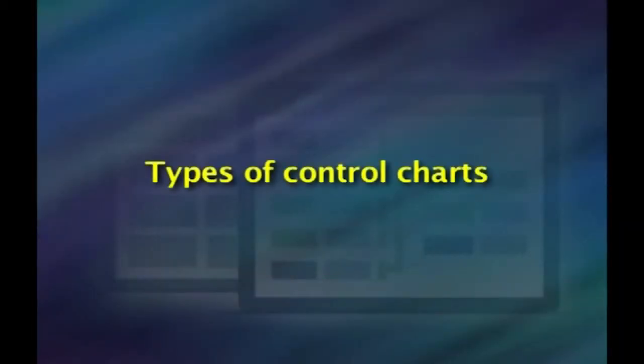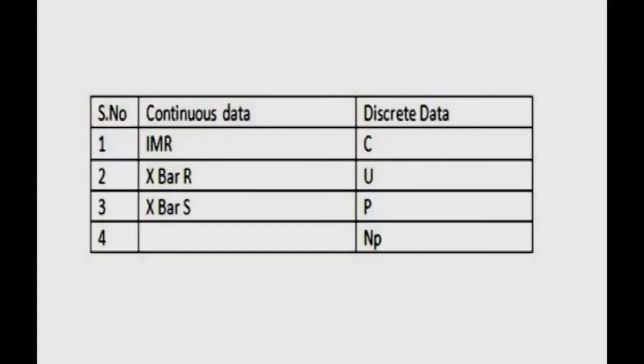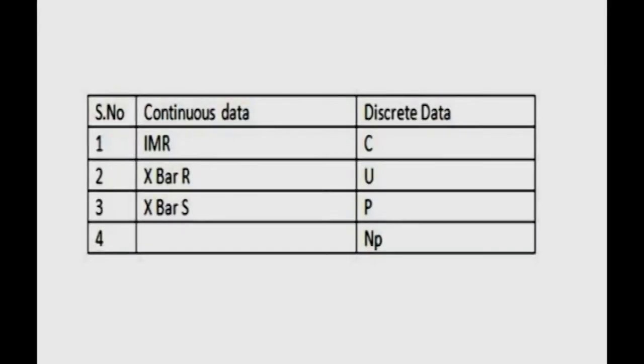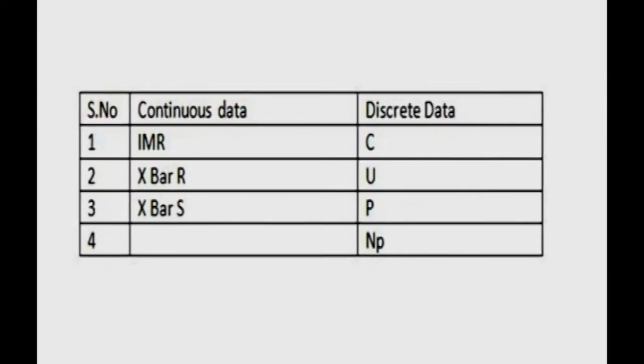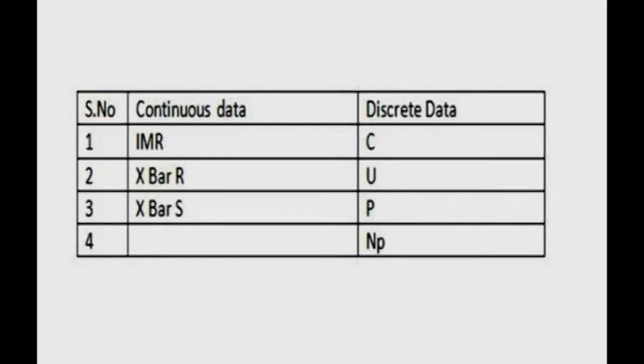Now we will see the types of control charts. There are different types of control charts, and a control chart should be selected based on the data type, that is continuous or discrete. For continuous data, there are 3 control charts, and for discrete, there are 4. You can see the tabular column here. For continuous data: IMR, X bar R, X bar S, and for discrete: C, U, P and NP.